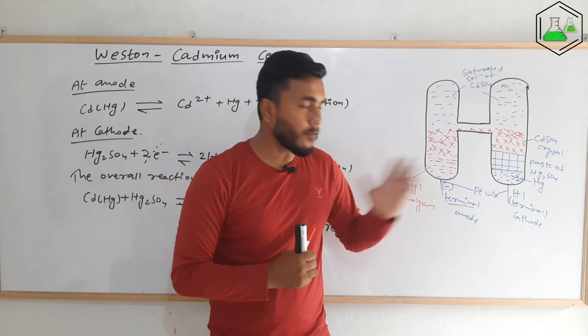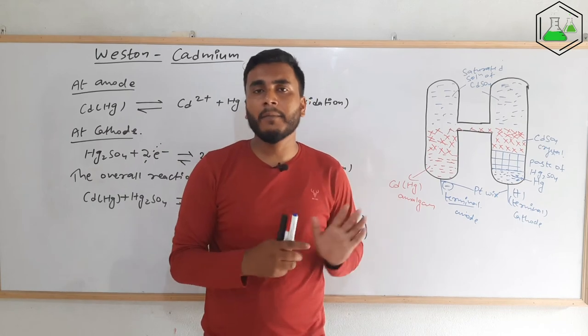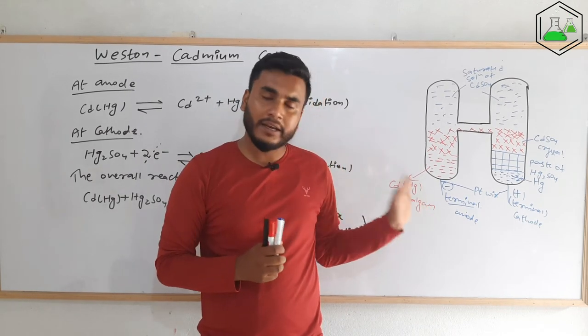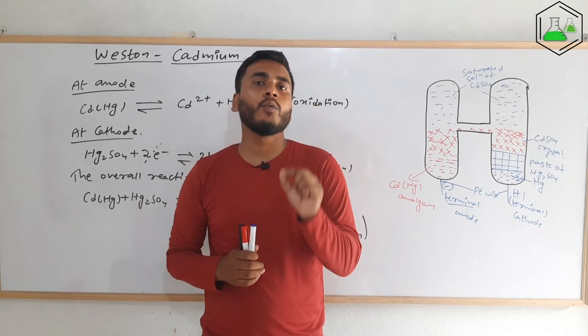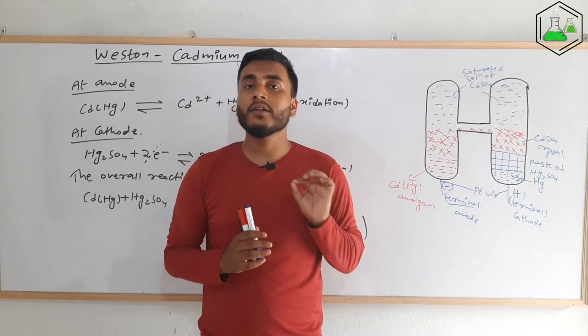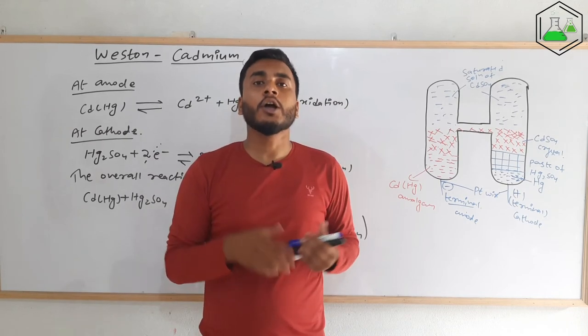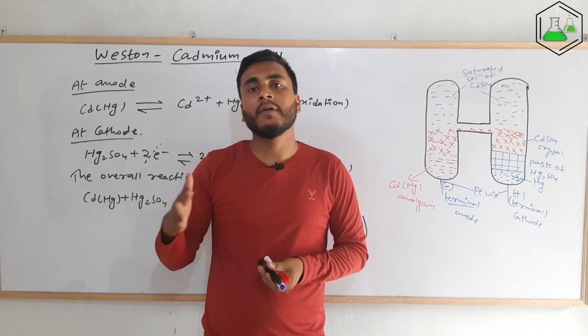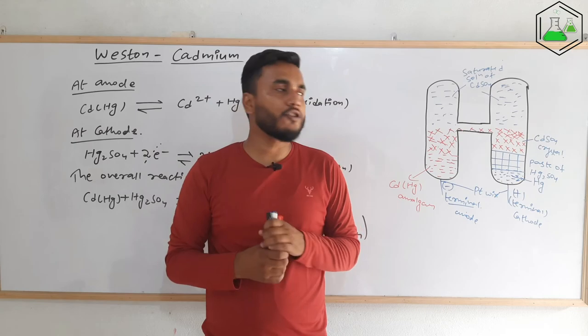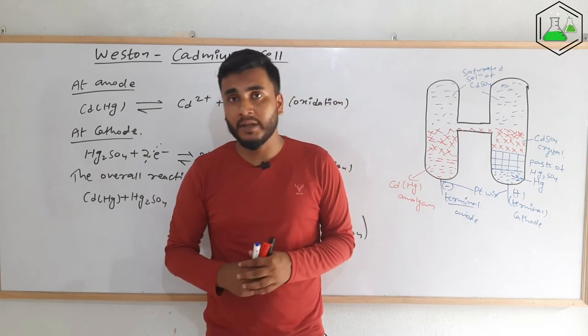And this cell provides a constant EMF for many years. The value of constant EMF was 1.0182 volt. That is the constant EMF. That's why we use this cell for standard purpose to compare and find out the EMF of other cells as well. I hope you understood everything about the Weston cadmium cell.